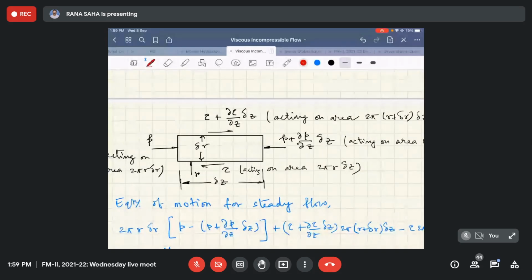That d tau, this tau plus d tau dz, it is not d, it is del tau. This you should spell correctly. Pronounce it as del. It is a partial differential, not d. Del tau, del z, delta z.